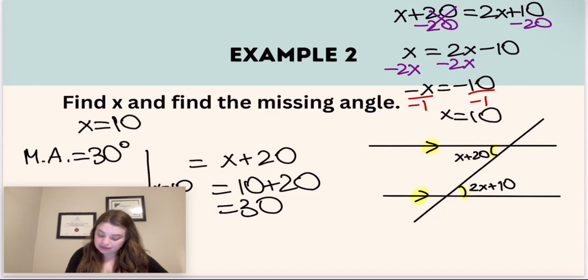And note that had we done this to the other one, to the 2x plus 10, we would have got 2 times 10, to get to 20, plus 10 would also give us 30. And so either way, we would get 30 for the missing angle. And that's further proof to us that we are correct, because we are supposed to get the same thing either way.